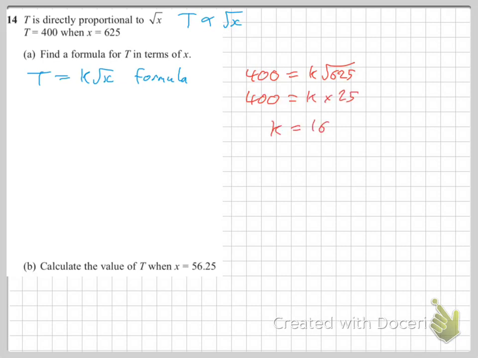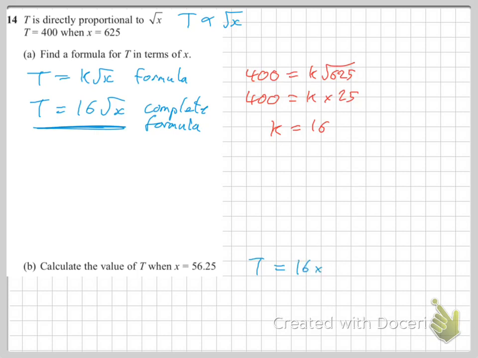to calculate the value of K, which gives us 16, and then come back to your formula and give an updated, complete formula, and that's your answer. Just check that it does say a formula for T in terms of x, which is exactly what we've given. Sometimes it wants x in terms of T, so you've then got to rearrange it. And then part B is so straightforward, it's barely worth me doing. You just have to substitute in your value of x.